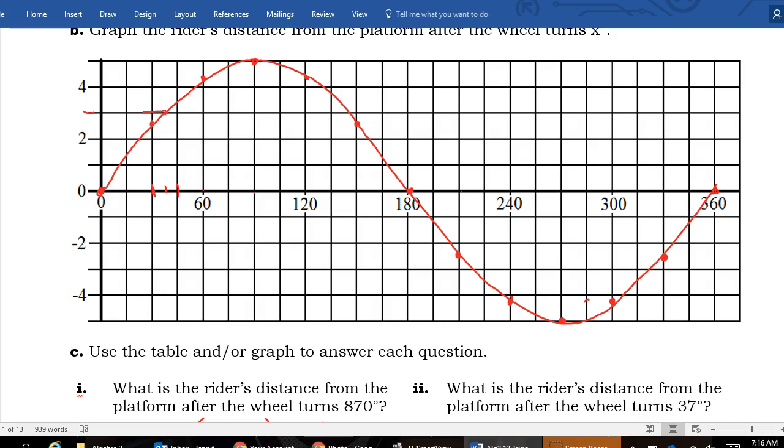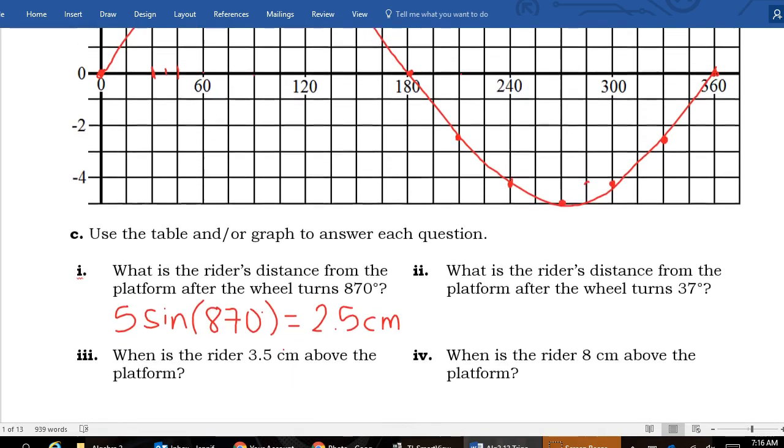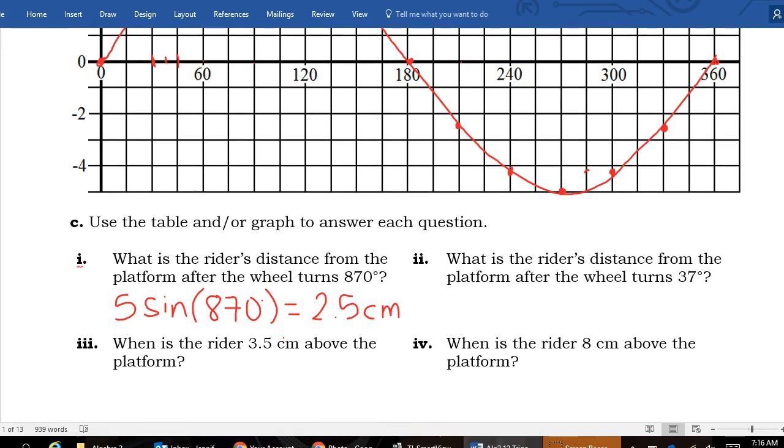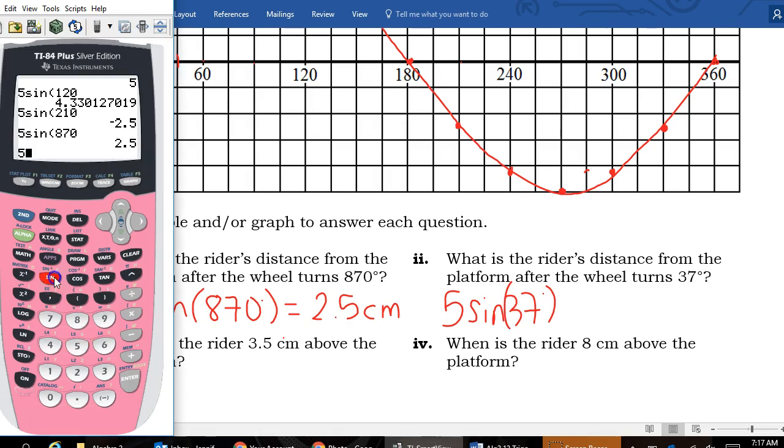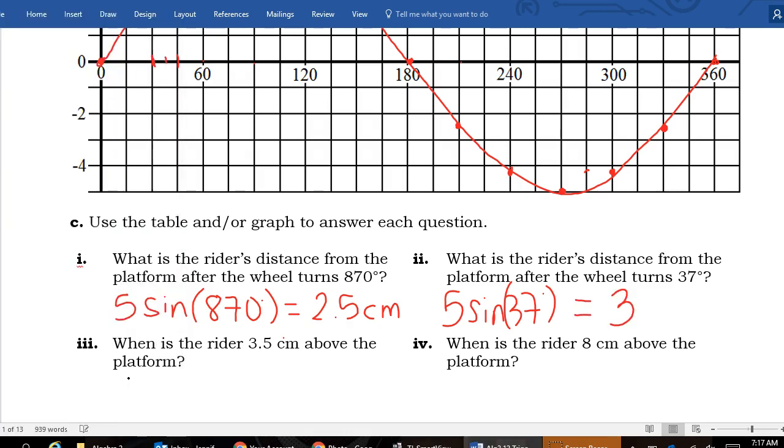I'm going to check the work with the equation just to see how close my graph drawing skills are. So 5 sine 37, I'm hoping to see something pretty close to 3. And I got basically 3 exactly, so that's good.